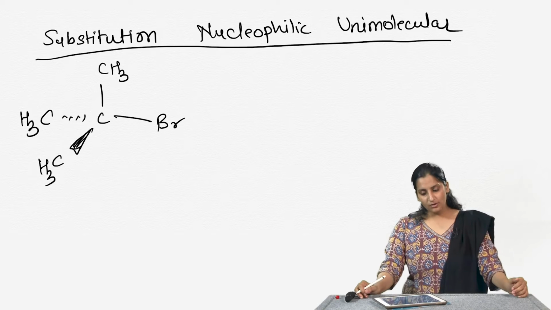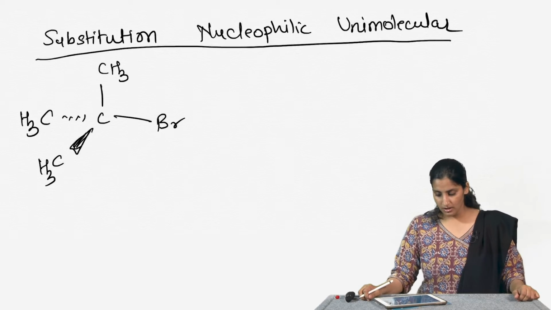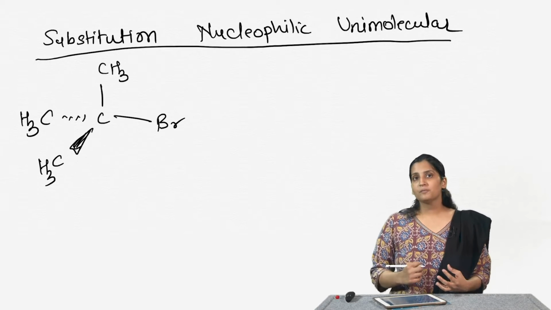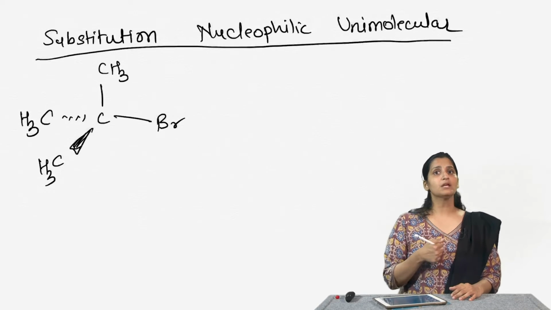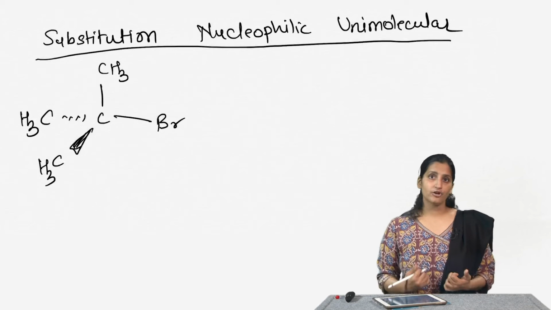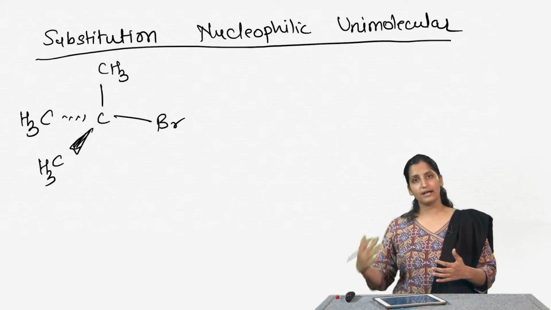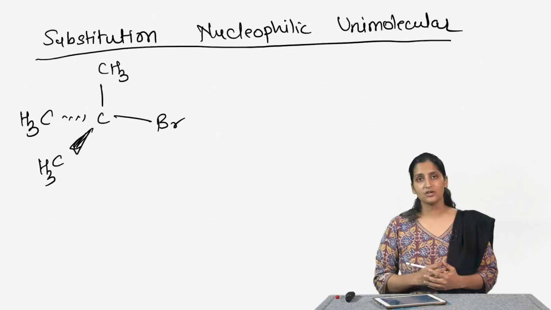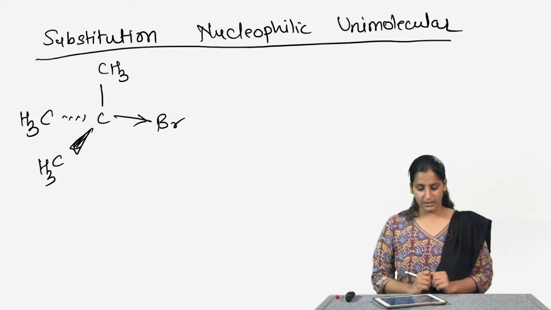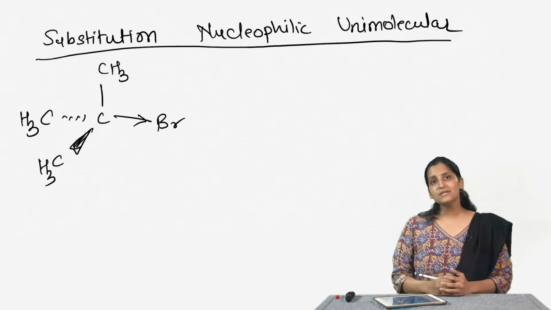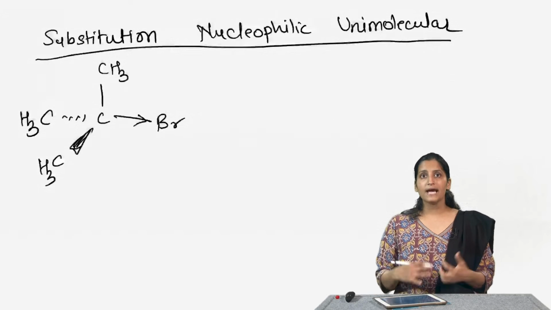If we pay close attention to this particular compound, which is also our substrate for this reaction, we know that the carbon bromine bond is partially polarized, in the sense that bromine, being more electronegative, is pulling electrons towards it, creating a delta positive on that carbon and a partial negative charge on the bromine itself. So, it is a polar bond between carbon and bromine. Now, what happens is this bond between the carbon and bromine can break.